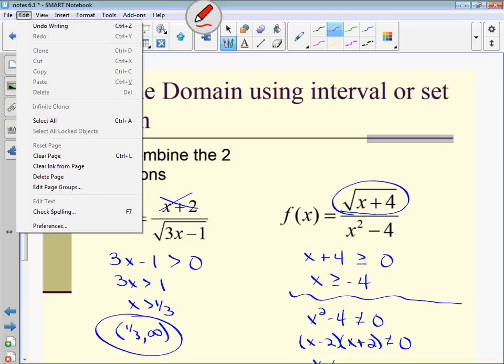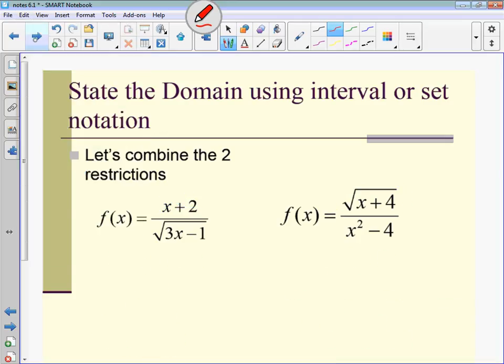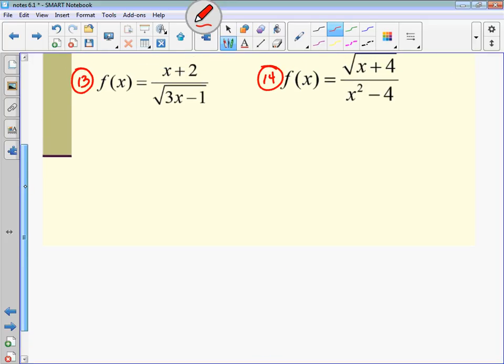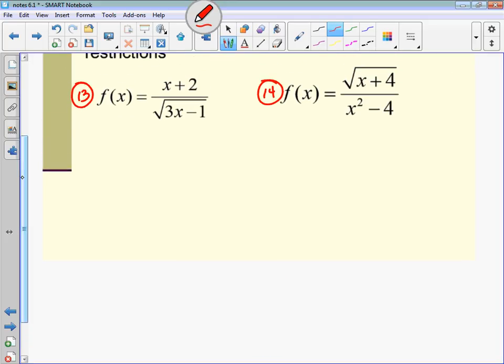All right, we are going to do these. This is our last two. Am I on 13? Yeah. So again, guys, we are stating the domain. Go ahead and just jot down 13 and 14. Last two.